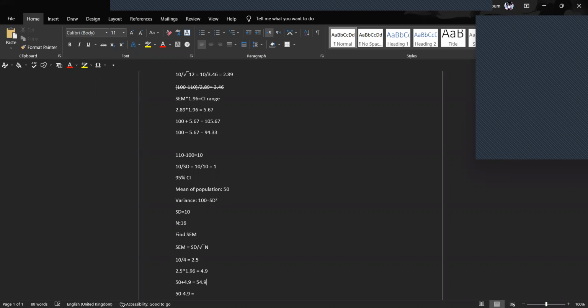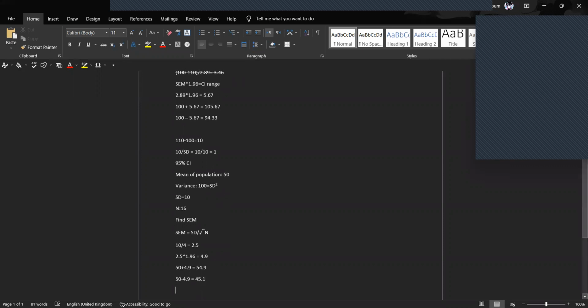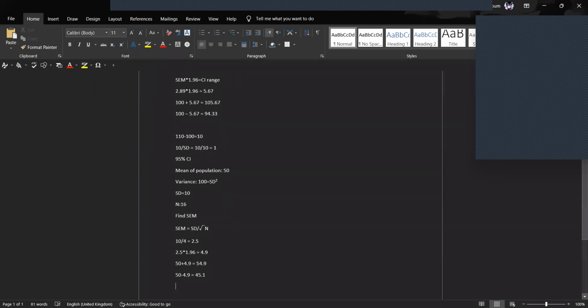And so we have 54.9 on one side, and we have 45.1. Okay, so our final confidence interval is going to equal 45.1 and 54.9. And so this would be our final confidence intervals. I hope that answers your question. If it doesn't, go ahead, message me in the chat or let me know.